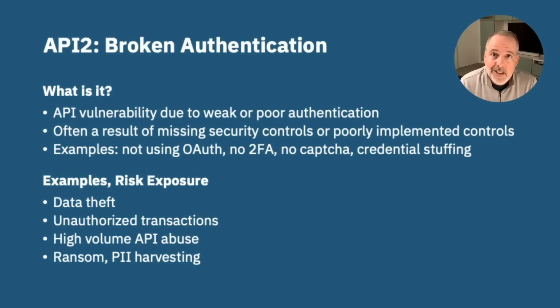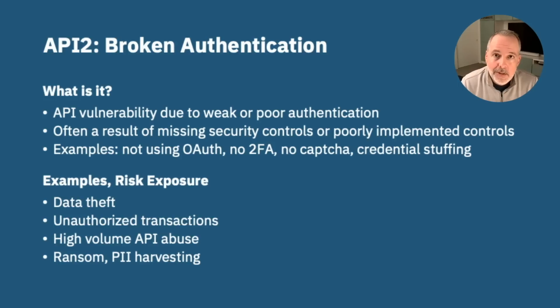Okay, next up is OWASP number 2, broken authentication. This is really defined as weak or poor authentication on our APIs. It could be no CAPTCHA, no two-factor authentication, brute forcing, credential stuffing, and these types of things. What we often find is no authentication. Quite a few API breaches are happening because APIs are left completely unsecured with no authentication whatsoever.